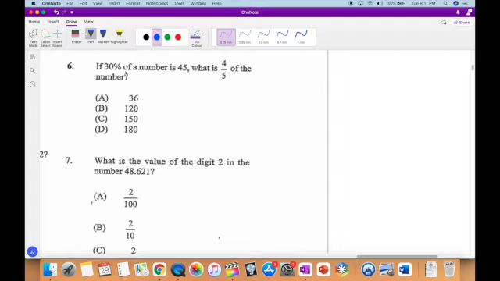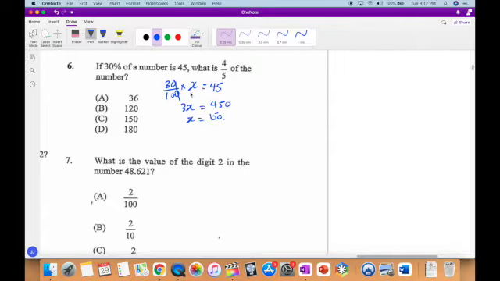If 30% of a number is 45, what is 4/5 of the number? Well, 30% of a number is 45. So now we can find out what that number is. Right? So 3/10 of a number is 45. So I could say that 3x is equal to 450, and x is equal to 450 divided by 3, which is 150.